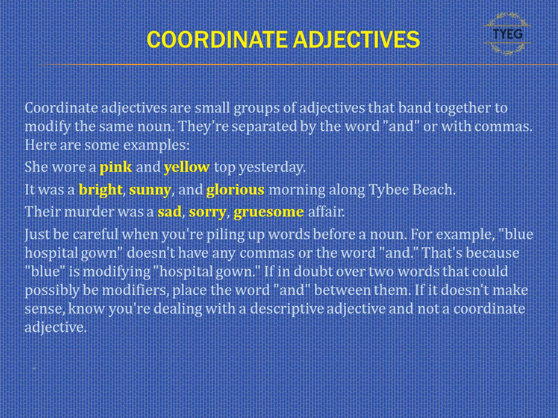Just be careful when you're piling up words before a noun. For example, blue hospital gown doesn't have any commas or the word and. That's because blue is modifying hospital gown. If in doubt over two words that could possibly be modifiers, place the word and in between them. If it doesn't make sense, know you're dealing with a descriptive adjective and not a coordinate adjective.